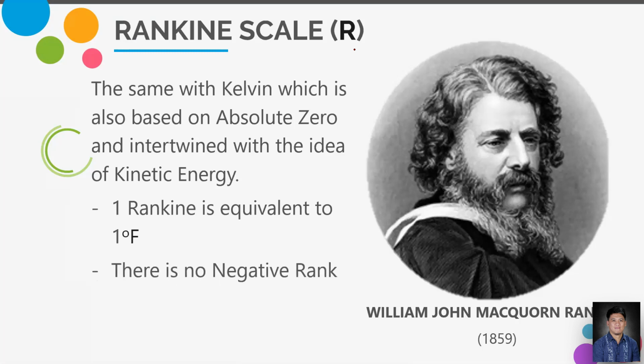So just like the Kelvin scale, wala pa rin siyang negative value since the minimum value of the Rankine scale is zero. So when we say zero Rankine, then it means there is no temperature. Okay? So those are the four scales of temperature, which are the Celsius scale, the Fahrenheit scale, the Kelvin scale, and the Rankine scale.